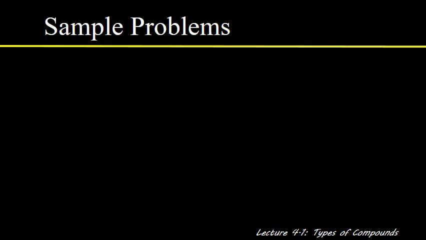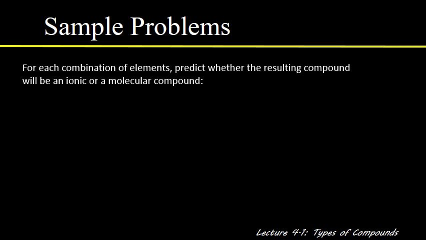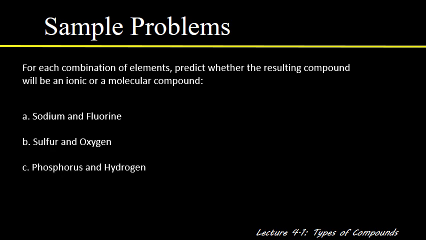All right, let's do a couple quick sample problems to show you what to expect from this section in the study guide. So I'll give you a couple of examples of different element combinations, and you should predict whether the compound will be an ionic compound or molecular compound. So we could try sodium and fluorine, or sulfur and oxygen, or phosphorus and hydrogen, or copper and bromine.